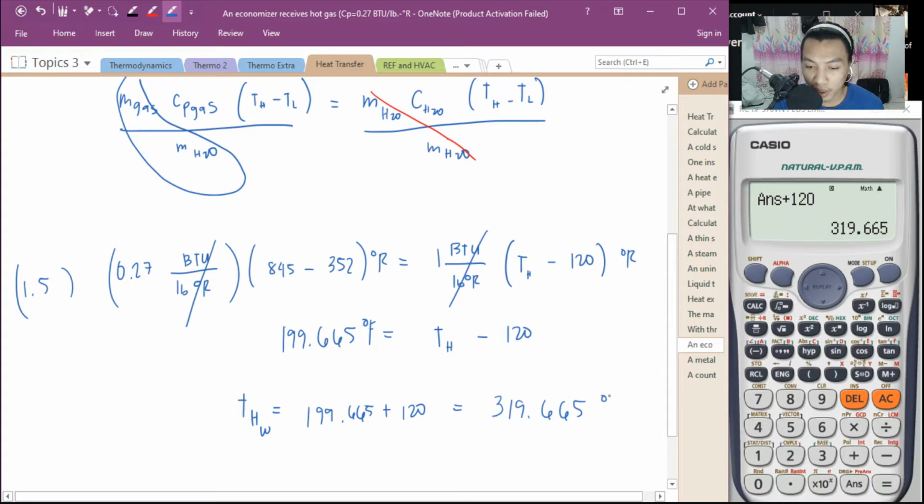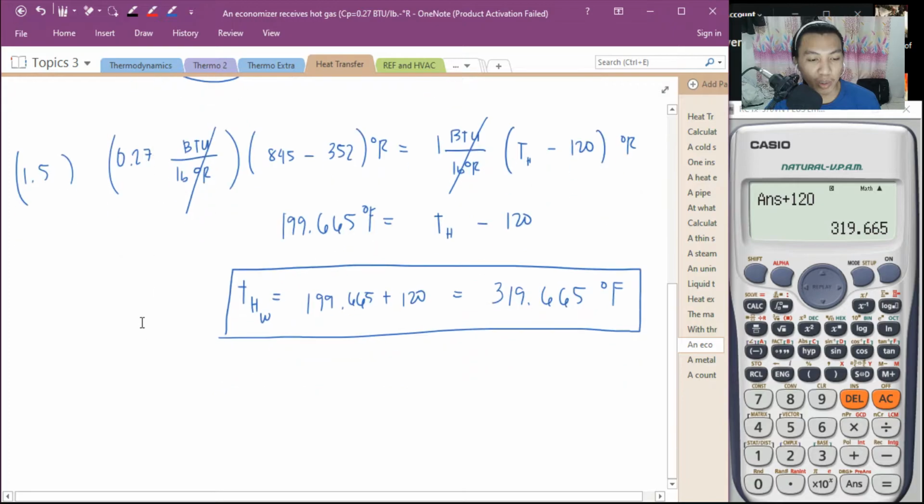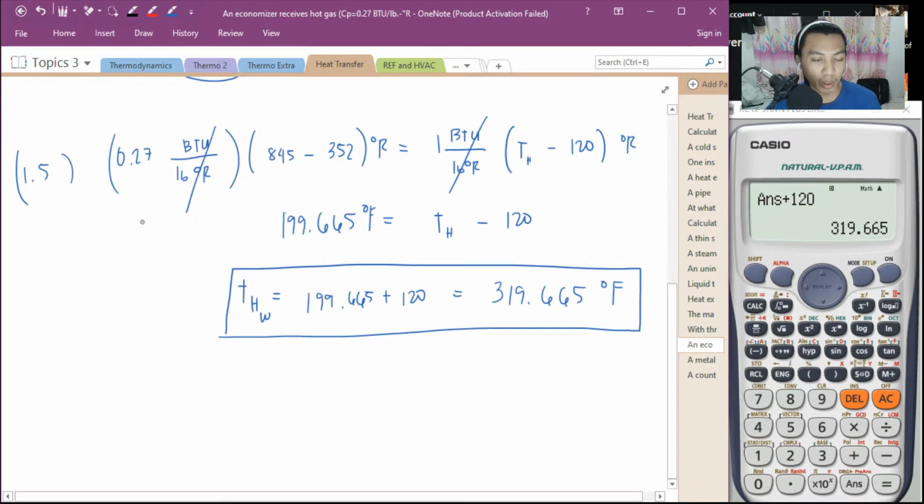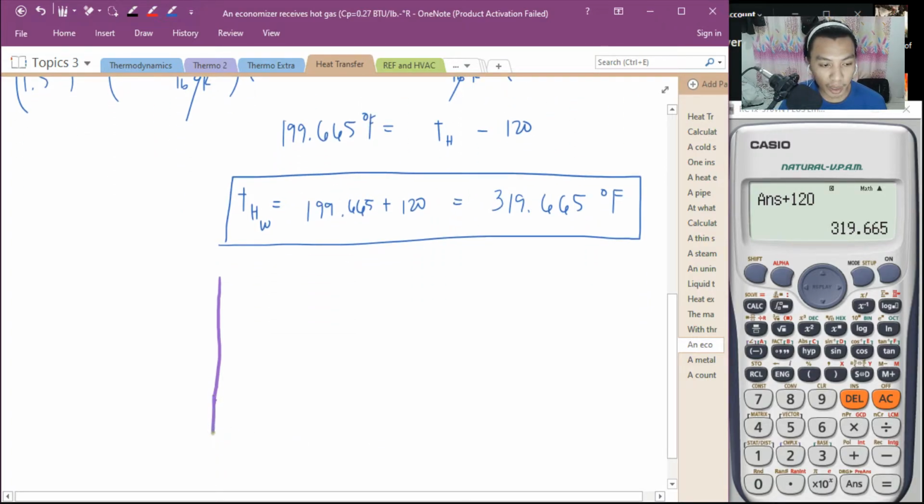319.665 degrees Fahrenheit. That is the temperature of the water after the heat exchange in parallel flow. What we are looking for is the LMTD. The best way for us to understand it is to draw it. Here we are again with the drawing. Parallel flow is what we are talking about here. Since that is parallel flow, we have the temperatures and the length.